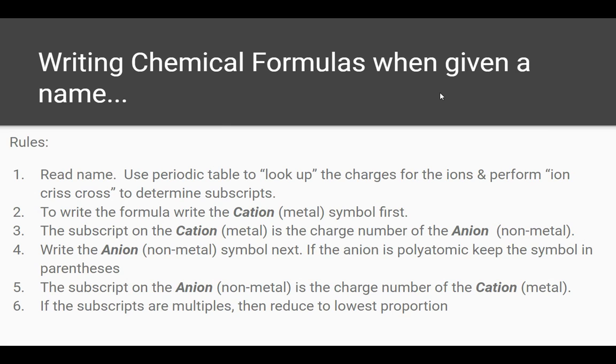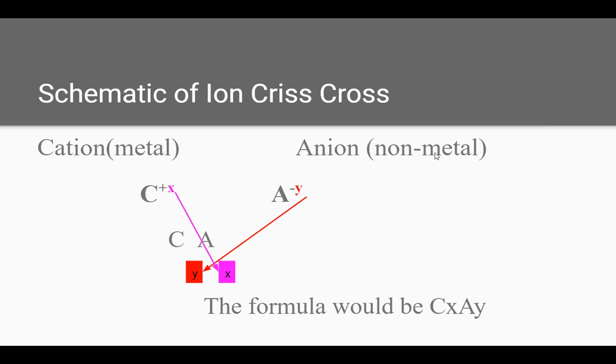Then write the anion or nonmetal symbol next. If the anion is polyatomic, keep the symbol in parentheses. The subscript on the anion is the charge number of the cation. Once you do that crisscross, if the subscripts are multiples, then you would reduce to lowest proportion. Okay, so here is a schematic of the ion crisscross.